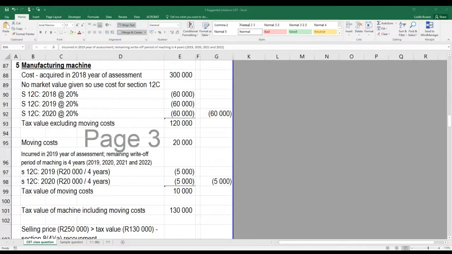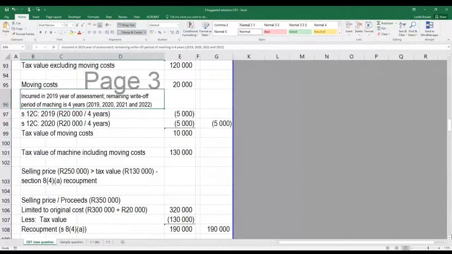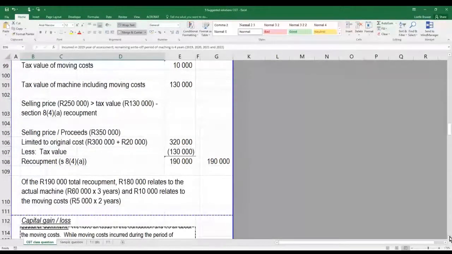I'm going to get to that question a bit later, the one that was just asked. I just quickly want to run through this. So in the 2019 year of assessment, they incurred moving costs. So we calculate the tax value of the moving costs. And then there's the disposal. So we calculate a section 8(4)(a) recoupment.